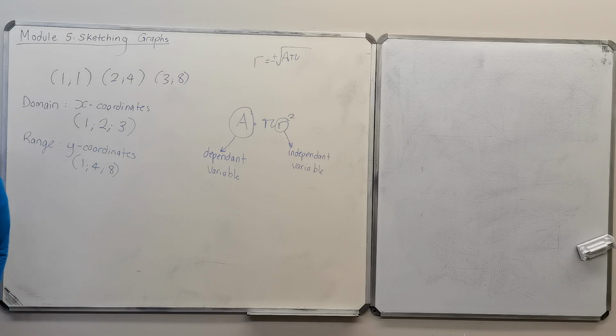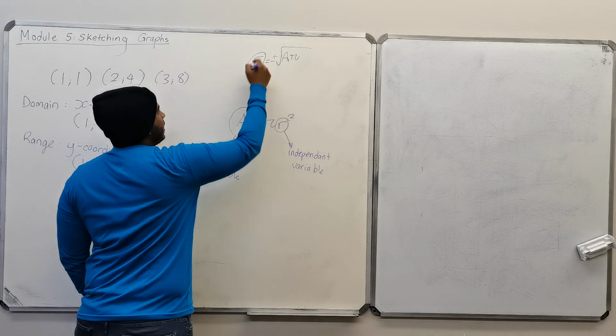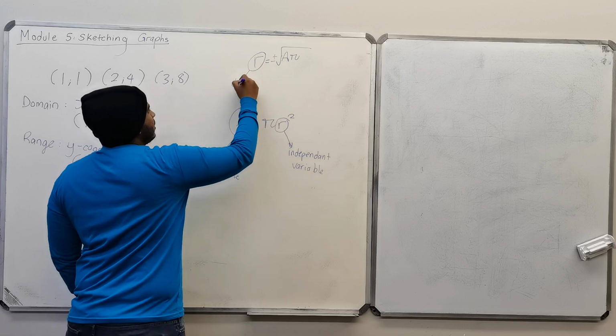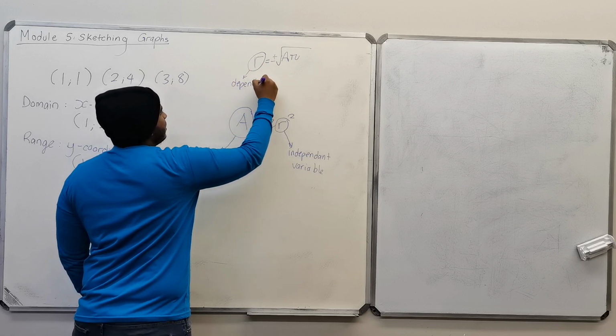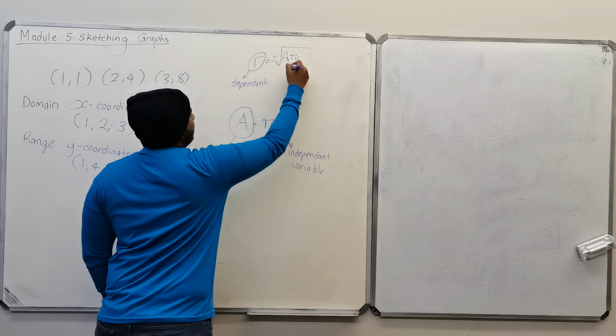Okay, now what would be your dependent and what would be your independent variable? R would now become your dependent. You'll understand that because R will now be dependent on the value of A. A would be an independent value because you're substituting that into your formula. So in this instance here, this would now be your dependent, and that would be your independent.